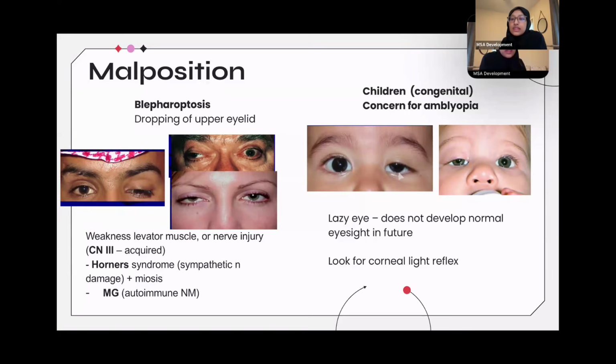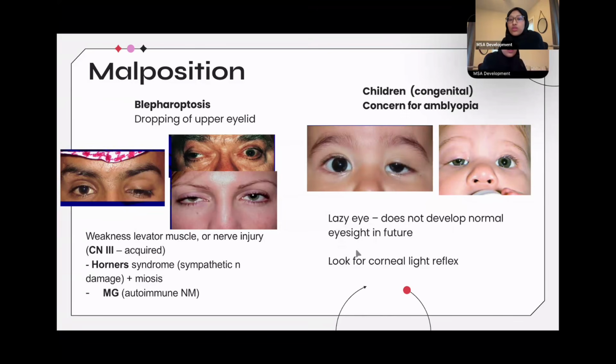You don't want that, because as they grow up they will forget to use the drooped eyelid eye, and the vision will be lost there, which will cause amblyopia, or loss of vision due to lack of light source in early childhood. Okay, I hope that made sense. So lazy eye does not develop normal eyesight in the future. You want to be really careful of that.